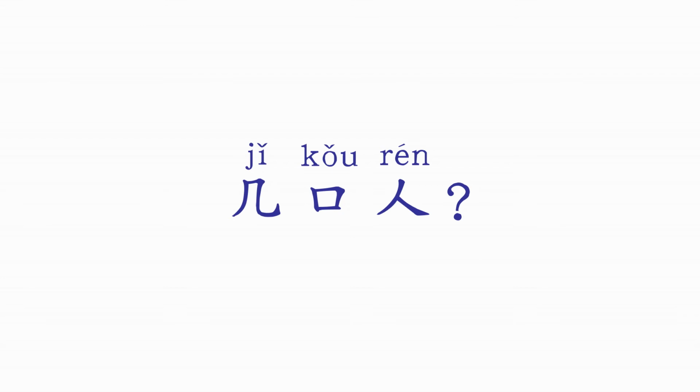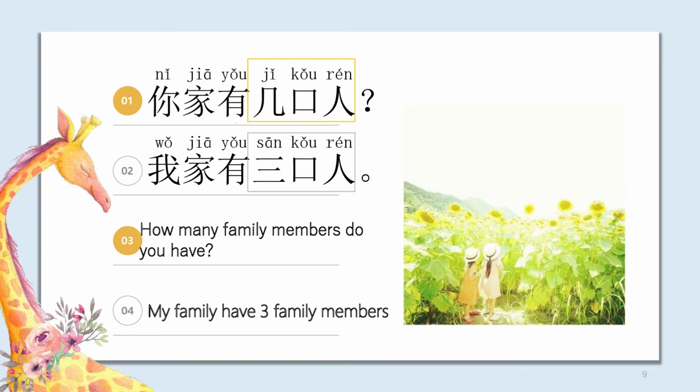Next one, 几口人. As we mentioned before in the new words section, 几 asks for a number, so that would be how many. 口 is the measure word to describe the total quantity of one family. 人 is people. So here it indicates family members. So one more time, 你家有几口人? That means how many family members do you have? Okay, good.